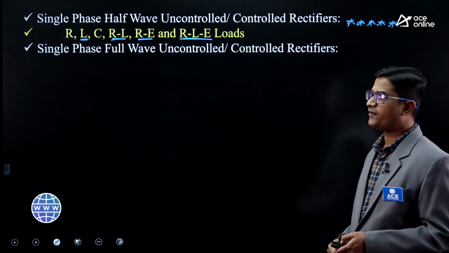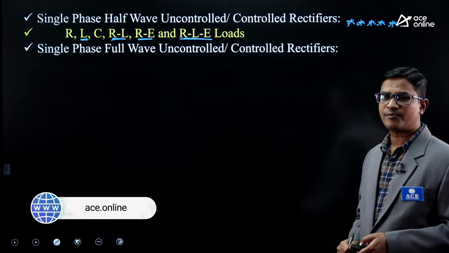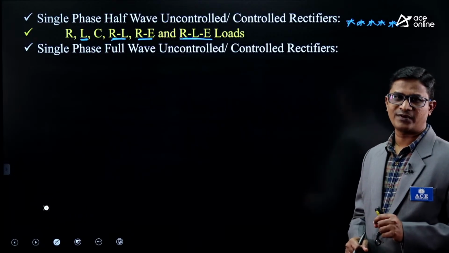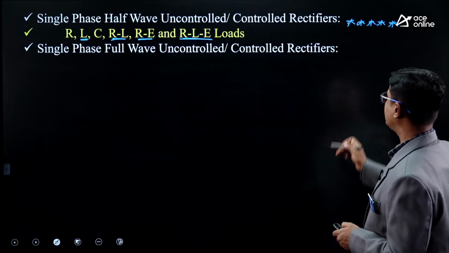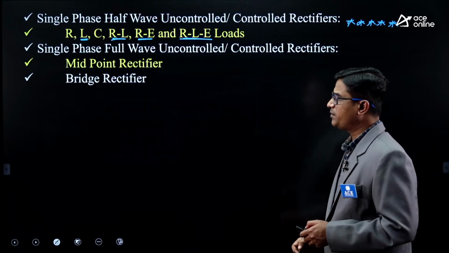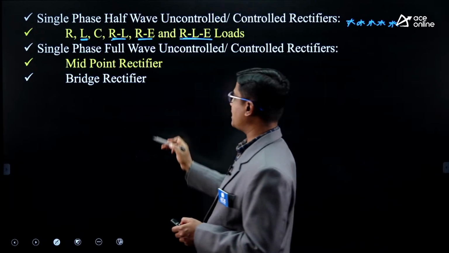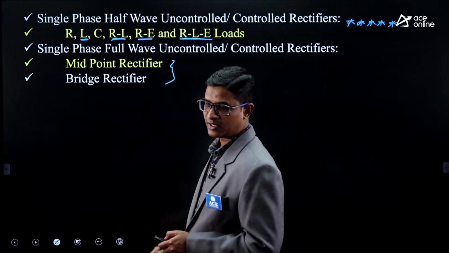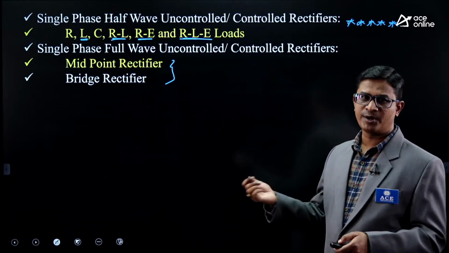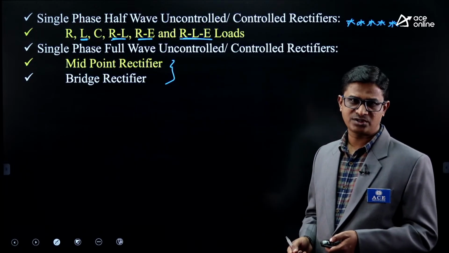Next, single phase full wave, uncontrolled and controlled rectifiers. Like single phase half wave, we have the single phase full wave, uncontrolled and controlled rectifiers. So this is also one of the important topics. In that you can check, we have the midpoint rectifier and bridge rectifier. Midpoint and bridge have some differences, like what is the PIV, the peak inverse voltage, of the midpoint and of the bridge type rectifier, and those things.